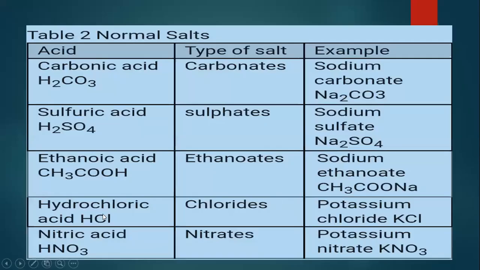In the next example, HCl gives you salt type chlorides, and in this normal salt KCl is produced. In the same way, KNO3.